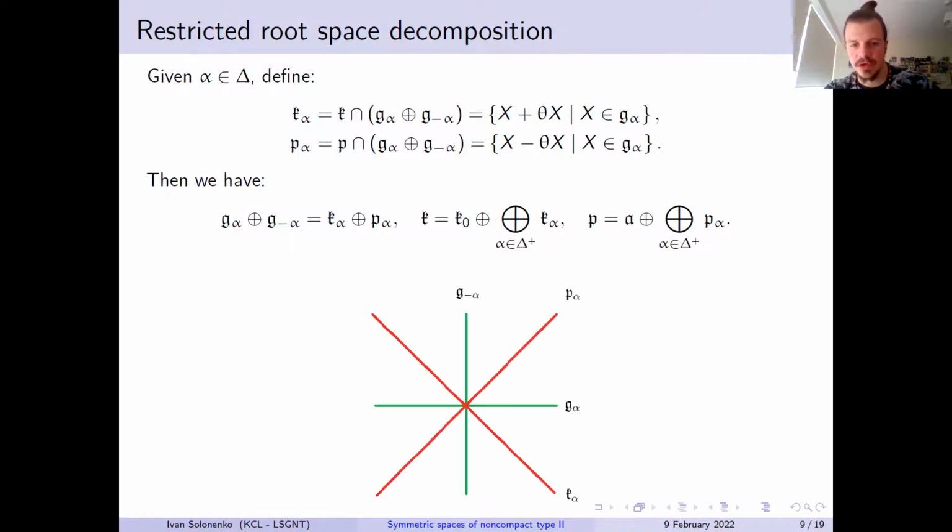And then there goes a picture. So you have this G alpha and G minus alpha, and in the subspace spanned by them, you can alternatively diagonally define this K alpha and P alpha. The two green lines generate this sum, but also the two red lines generate this sum as well.